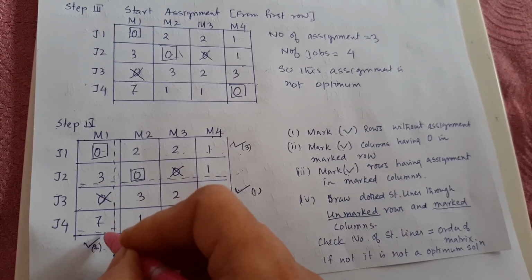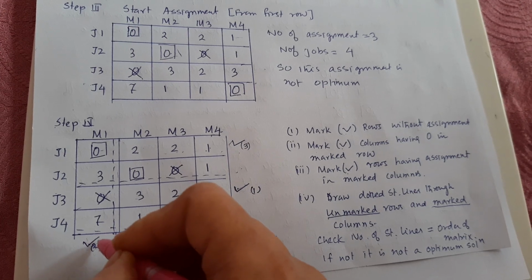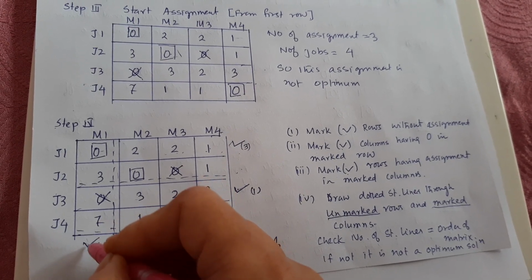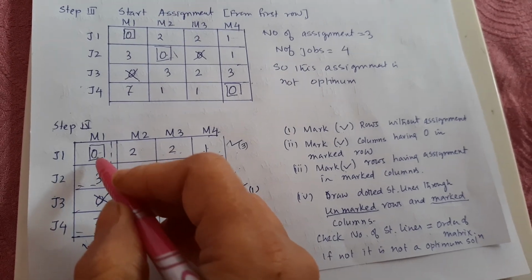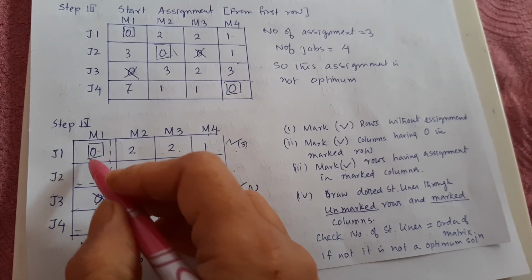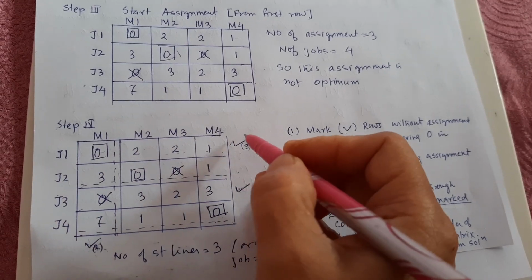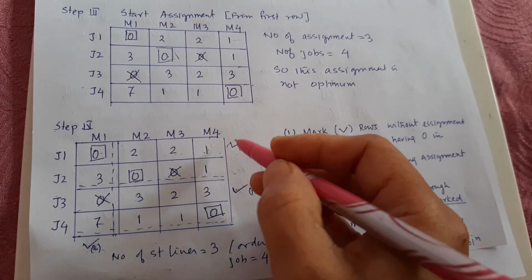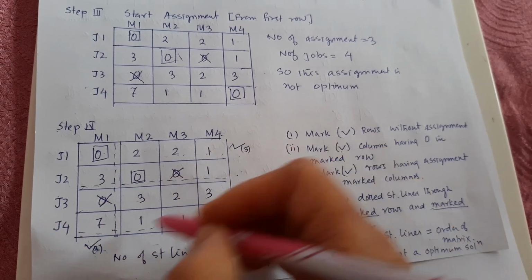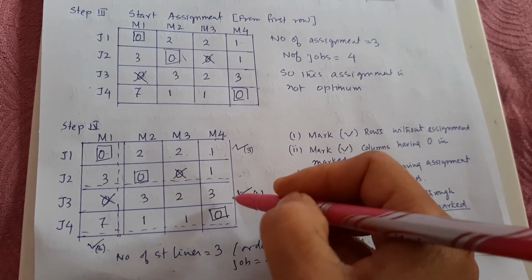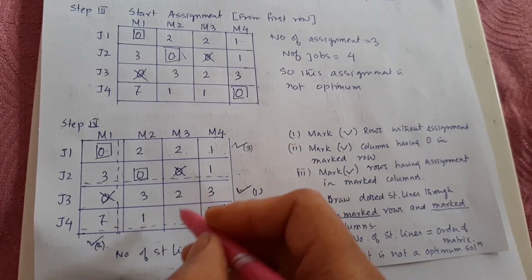So you tick this column, and as soon as you tick this column, you look at all the rows here. How many rows are here? 1, 2, 3, 4. In these 4 rows, if there is any assignment available, you mark that row. There is 1 assignment here, so we are marking here, and you do this process till all the ticking is completed. In this problem, there are no more rows and columns available for ticking. So we stop here, and then you put the dotted line.